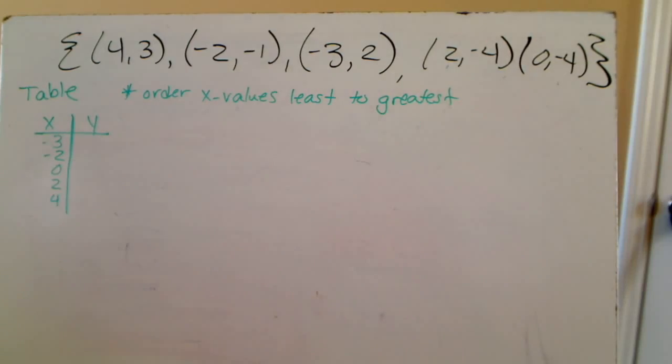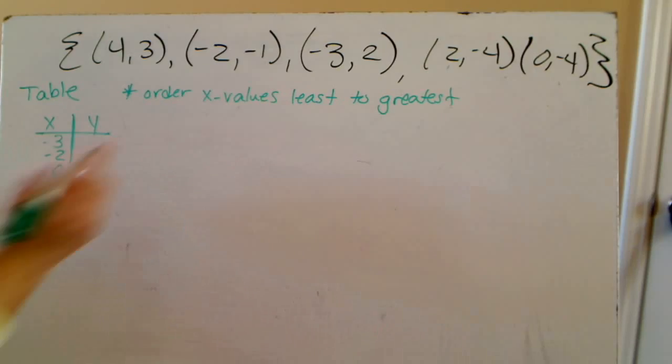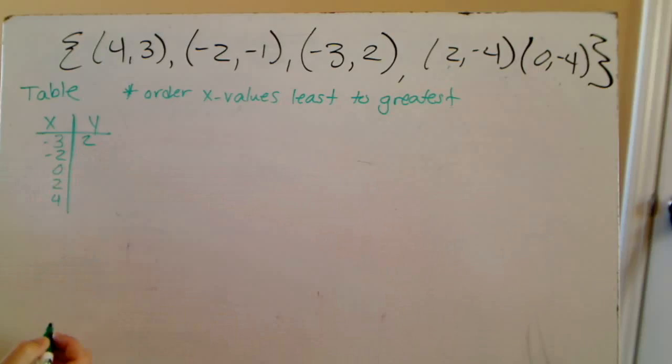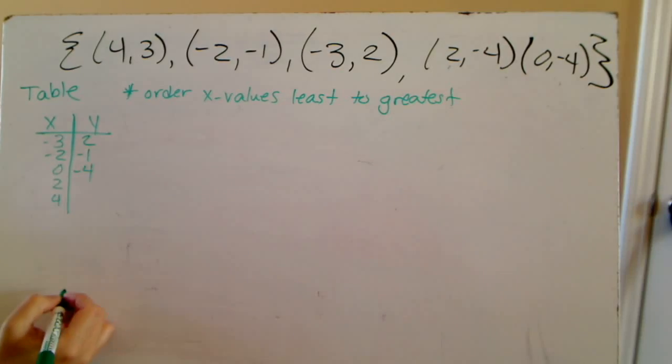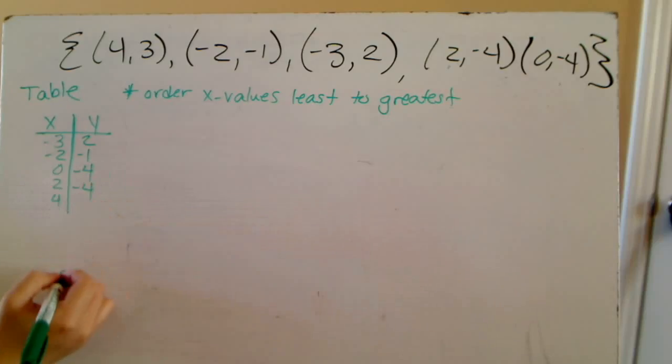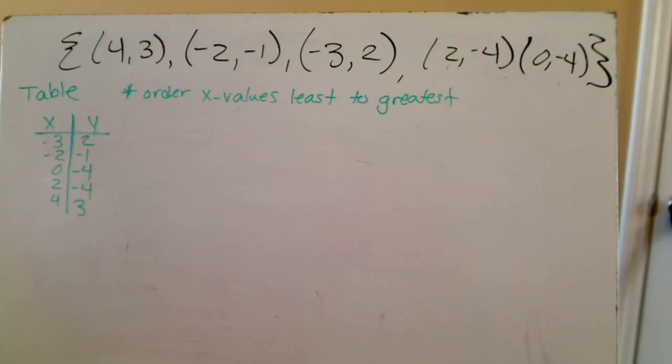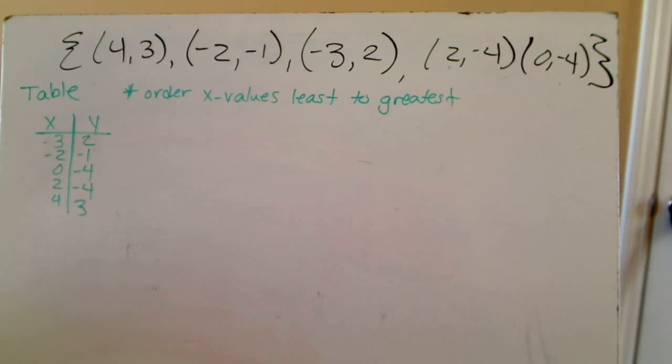So then what you do with the Y values is you put the corresponding Y value with whatever X value we have here. So with -3 up there in the ordered pairs, we have 2. -2, we have -1. 0, we have -4. 2, we have -4. And then on 4, we have 3. So that's how we represent the relation as a table.